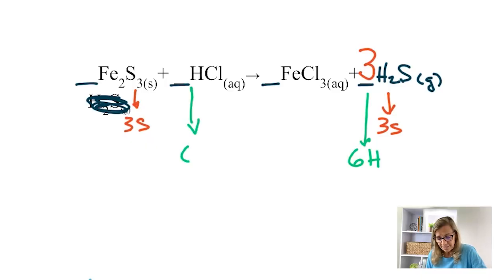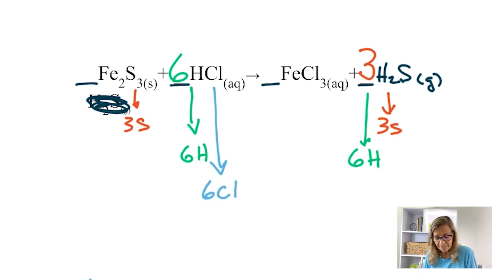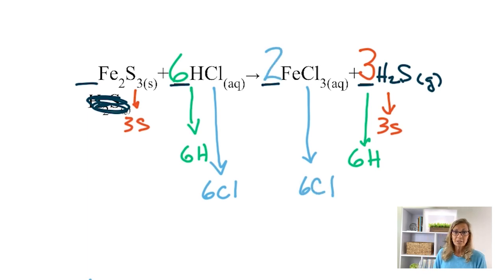All right, now when I did that, I noticed that now I have 6 hydrogens. Do you see 3 times 2 is 6 hydrogens on the right? How do I get 6 hydrogens on the right? I need to add a coefficient of 6 right there. And it's a multiplier, right? That means 6 HCl. Okay, so 6 of them. So now I have 6 chlorines, right? 6 times 1, I have 6 chlorines. How can I get 6 chlorines total over here? I need to put a coefficient of 2 right there. 2 times 3 will give me 6.